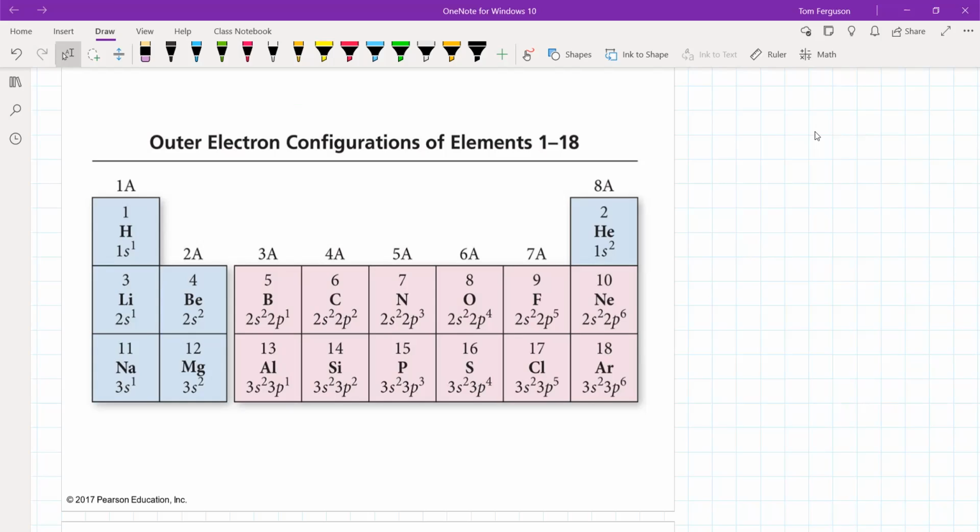Okay, beryllium, how many valence? Excuse me, not beryllium, boron. How many valence? 3. Okay, how many core? 2. So those 2 core electrons do not participate in any chemistry whatsoever. These 3 valence electrons do.